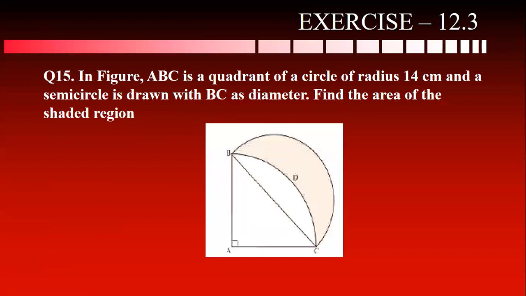Now moving on to 15th question. In the figure, ABC is a quadrant of a circle of radius 14 centimeter and a semicircle is drawn with BC as diameter. Find the area of the shaded region.